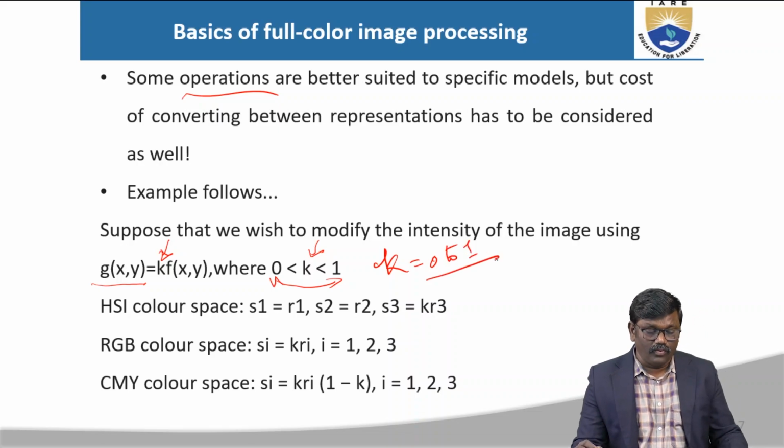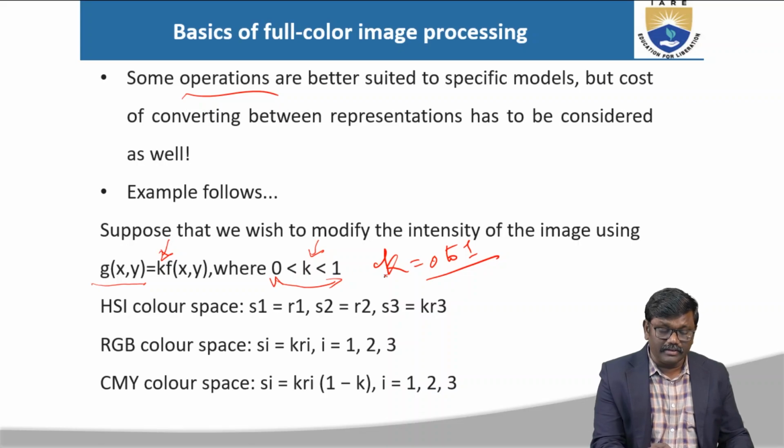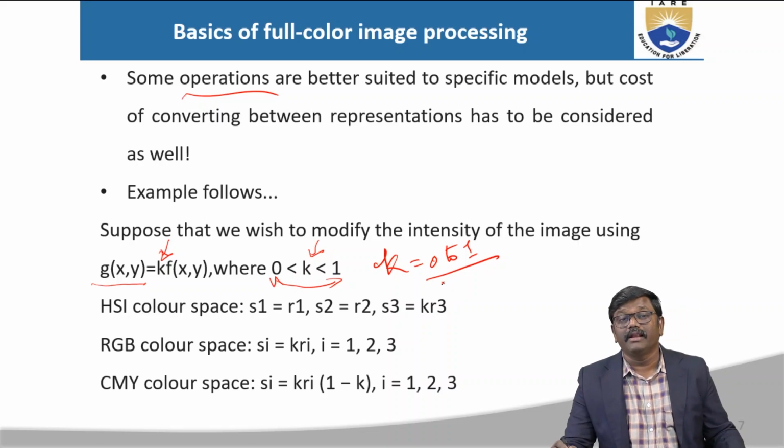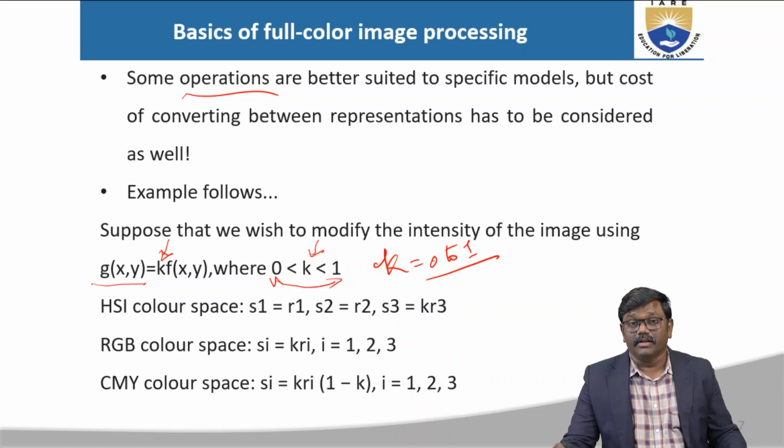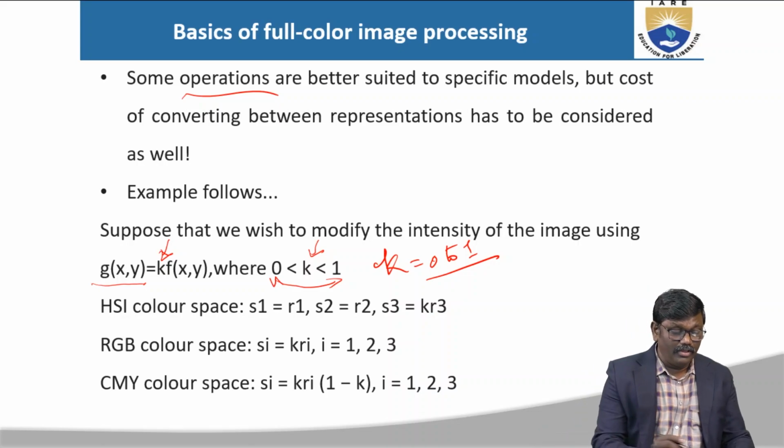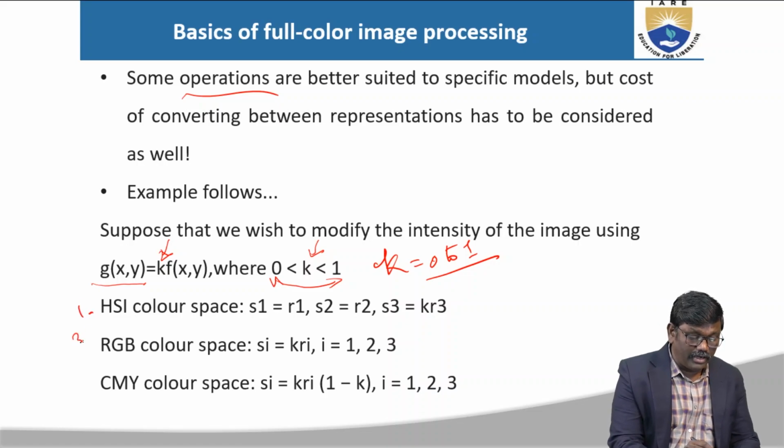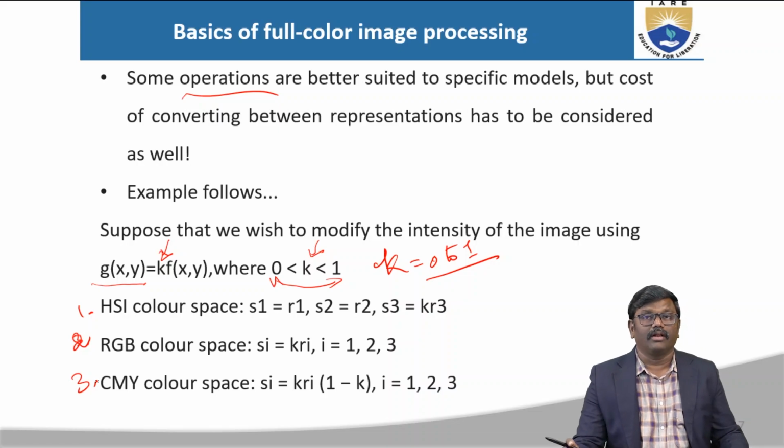In between 0 to 1, that is, greater than 0 and less than 1. How many values will be there in between 0 to 1? That means K is greater than 0 and less than 1, meaning positive values. Positive values you can vary according to your requirement. For example, I have here three color models. What are those three color models?